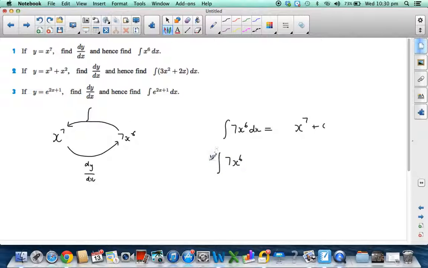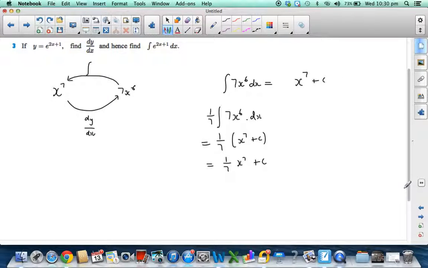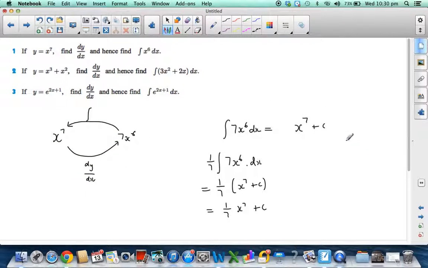But if I times by 7, I'm going to have to put 1 on 7 out the front here, to make sure that I haven't changed my figure. So I know that this here is equal to x to the 7. So it's going to equal 1 on 7 times x to the 7 plus c, which is what we've just done there, which is just going to equal 1 on 7 x to the 7 plus c. Now I don't have to put a 7th c because the 7th is a constant, and timing a constant by a constant is still going to be a constant. So that's how we would do that one just there, okay? That's a really easy one that we're looking at right now.